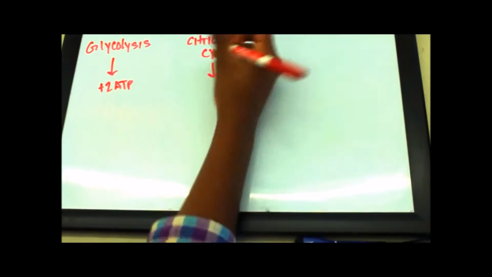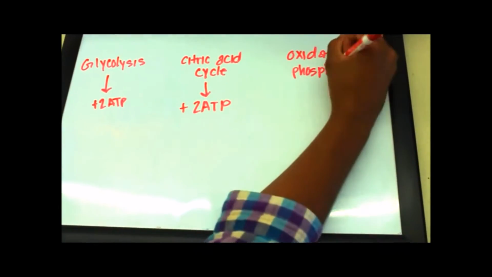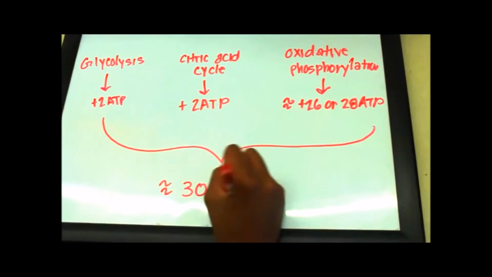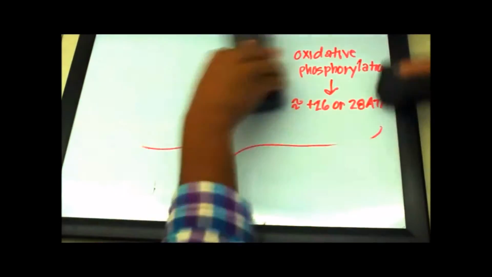So, in general, glycolysis will produce 2 ATP, the citric acid cycle will produce another 2 ATP, and the oxidative phosphorylation will produce about 26 or 28 ATP, resulting in 30 or 32 ATP.